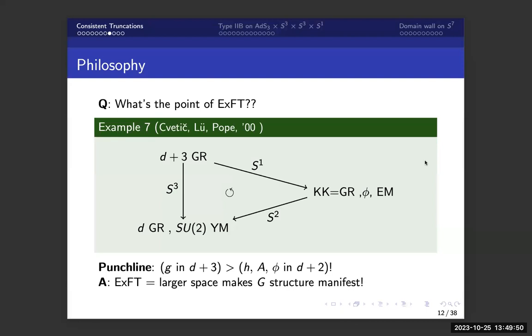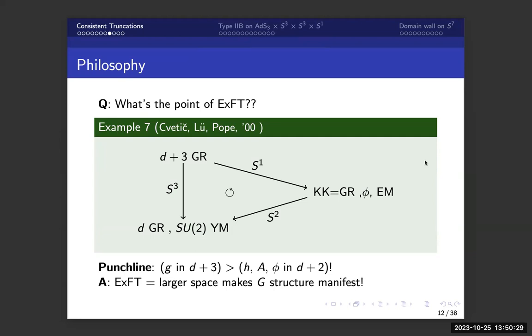So I'll do it with this example. Suppose you have a theory which involves a metric, so gravity, a scalar field, and a gauge potential, exactly like the Kaluza-Klein situation. And you are in D+2 dimensions. It turns out that you can construct a consistent truncation on a two-sphere, which takes you to a D-dimensional theory, which will be gravity, a bunch of gauge potentials in the adjoint of the group SU(2), and some scalar fields.